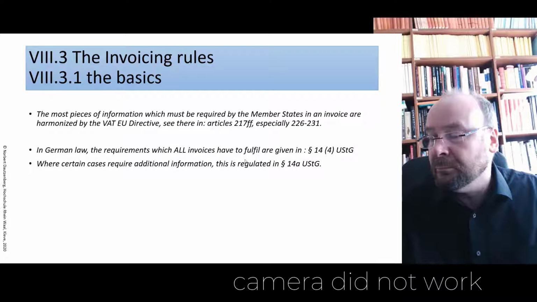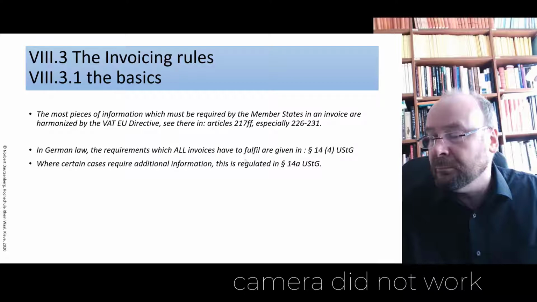The most parts of an invoice which must be shown and which will be required by the member states have been harmonized under EU law, because the whole matter became more and more important. You can find that in Articles 217 and the following ones, especially in 226 to 231. In German law, the rules for what an invoice must contain can be found in paragraph 14, section 4 UStG.